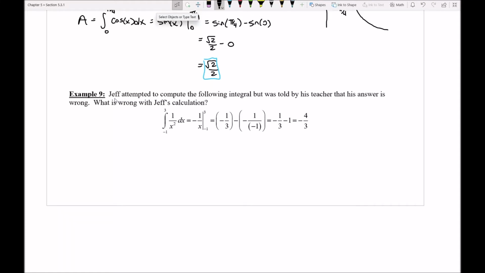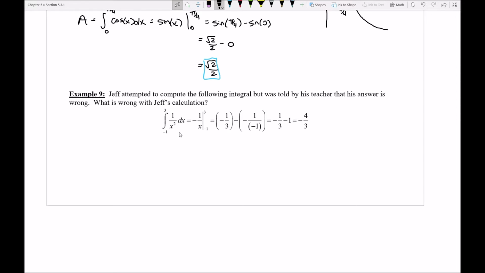So now let's take a look at example number 9, the last example in this section. We've been looking at the fundamental theorem of calculus part 2 and how it's being used, and sometimes we have to make sure that we're careful. Take a look here. Let's suppose that Jeff attempted to compute the following integral, but was told by his teacher that his answer is wrong. What is wrong with Jeff's calculation? Can you spot anything that's wrong?